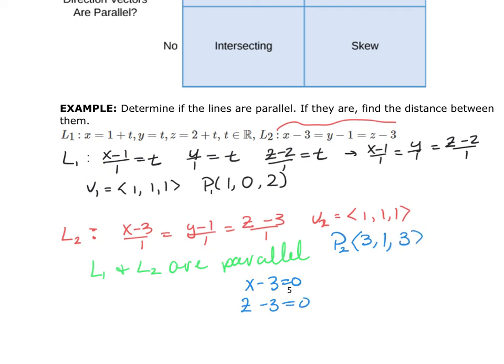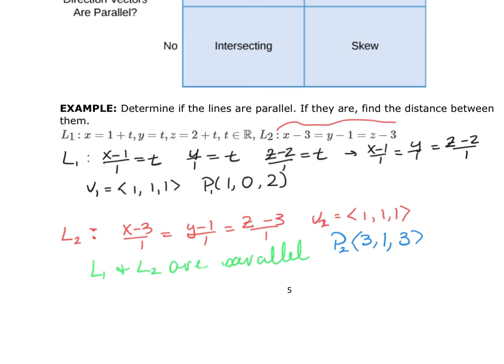I could have used anything, by the way. I could have used x is equal to 1, and that could have worked too. If I had said x is equal to 1, then I would have had 2 is equal to y minus 1, and I would have had 2 is equal to z minus 3. So as long as you pick one point on there, it doesn't matter which point you pick.